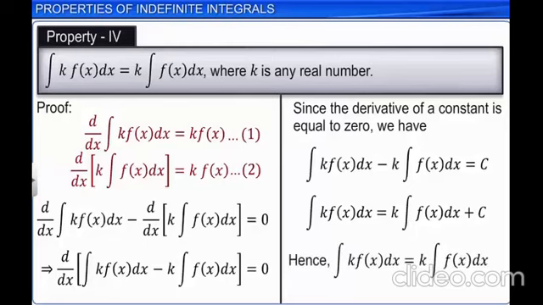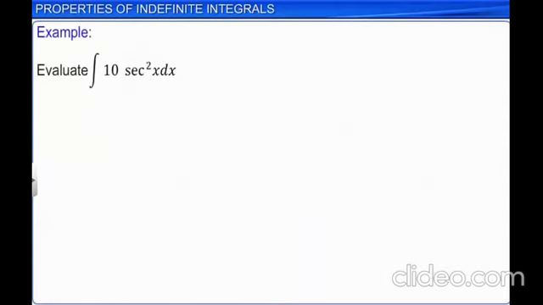Let's now evaluate integral of 10 into secant square x dx based on this property. This can be written as 10 into integral of secant square x dx. On integrating, we get 10 into tan x plus c, where c is the constant of integration.